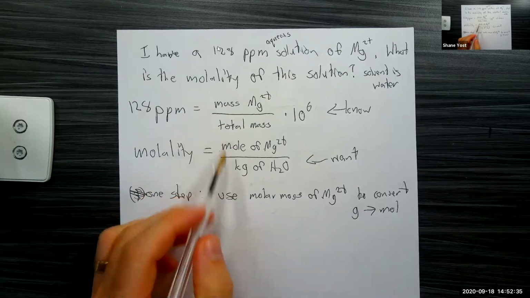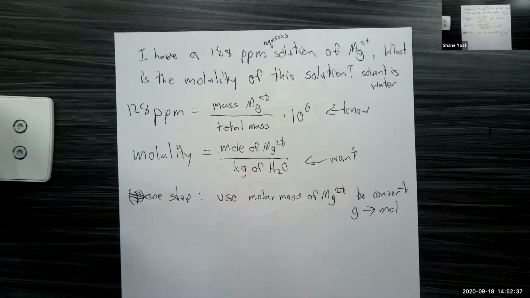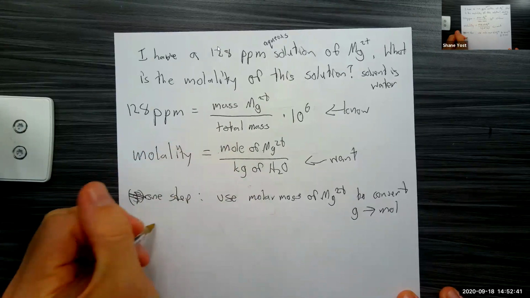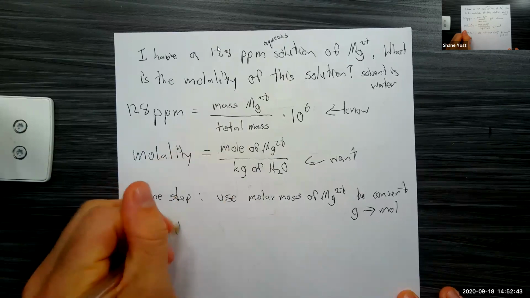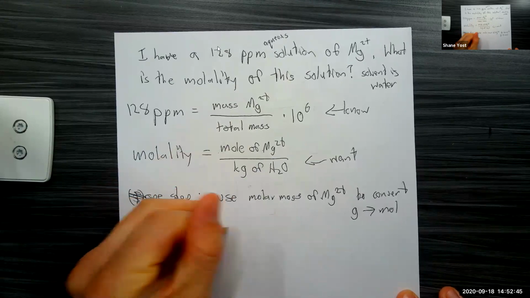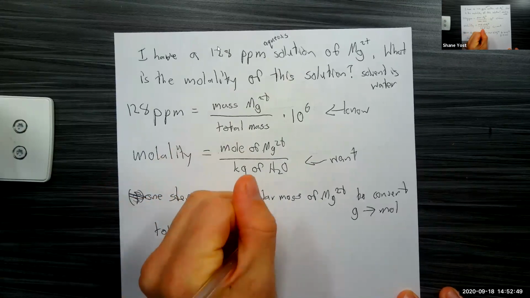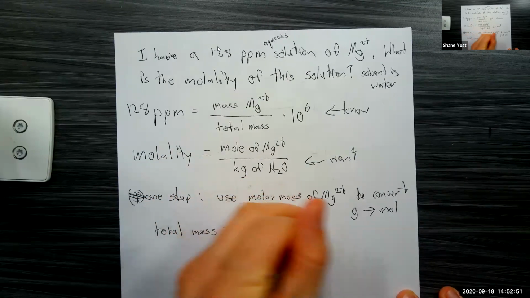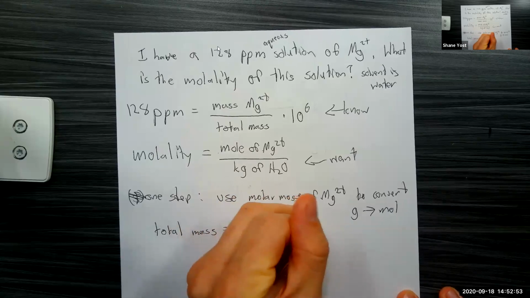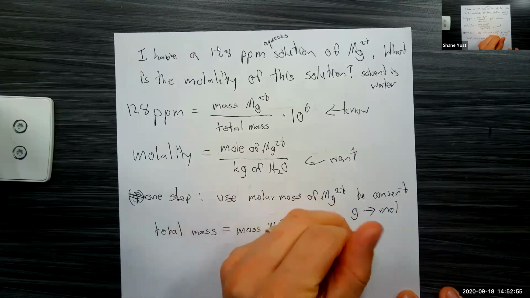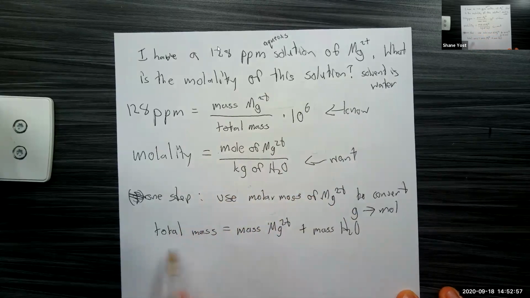And then the total mass to kilograms of water. Well, I know the total mass is going to equal the mass of Mg2+ plus the mass of water. So I can use this relationship to figure out what the mass of water is, potentially.